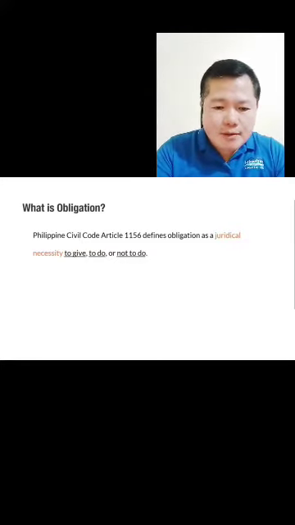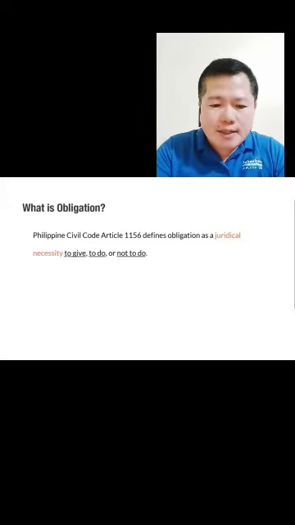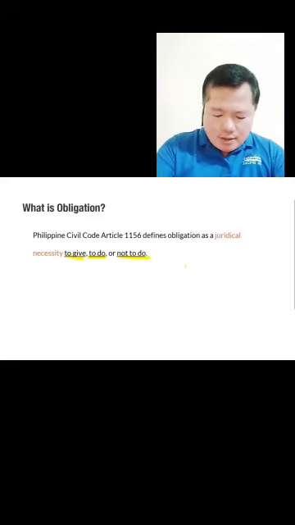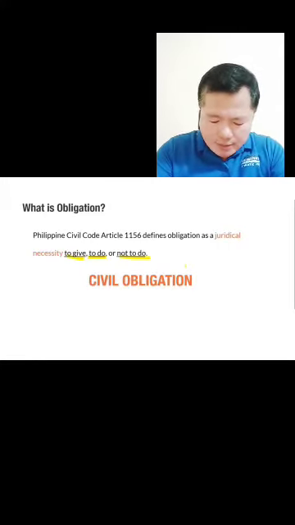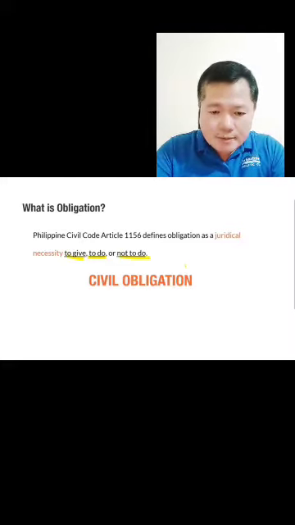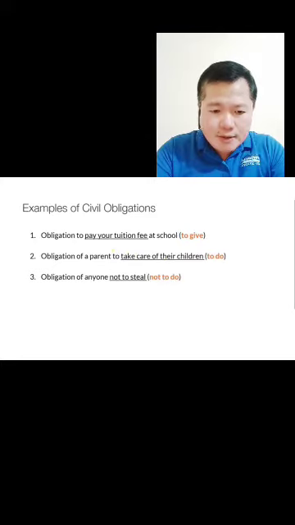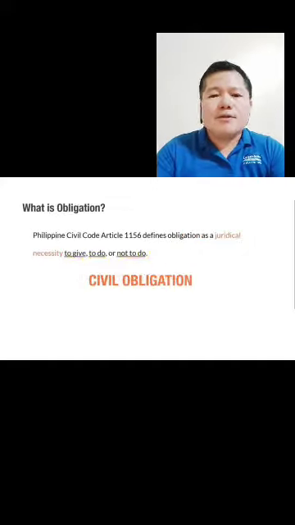Under Philippine Civil Code Article 1156, obligation is defined as a judicial necessity to give, to do, or not to do. This definition is the legal definition of the civil obligation. So if we will try to understand the meaning of this definition, it refers only to civil obligation. We have the following examples of civil obligation. First, simple obligation to pay your tuition fee at school.